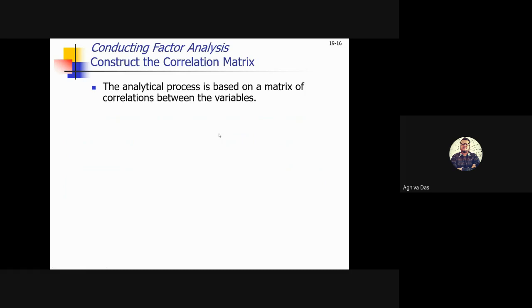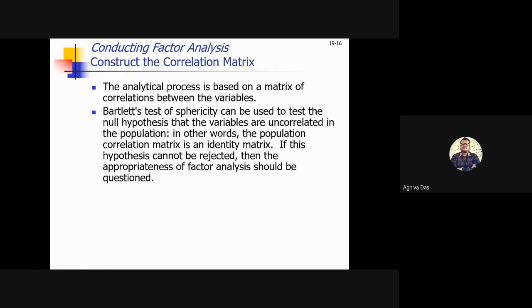Now, how to construct the correlation matrix? This we all know. But after we construct the correlation matrix, Bartlett's test of sphericity must be used so that we know whether the variables are uncorrelated in the population, right? Because if this hypothesis cannot be rejected, then maybe factor analysis cannot be done.